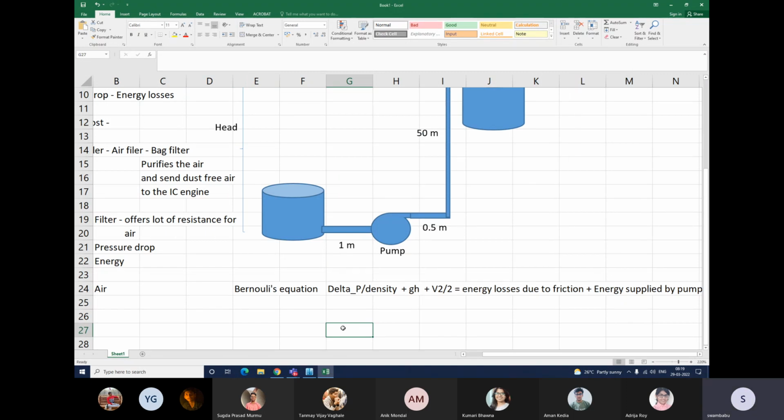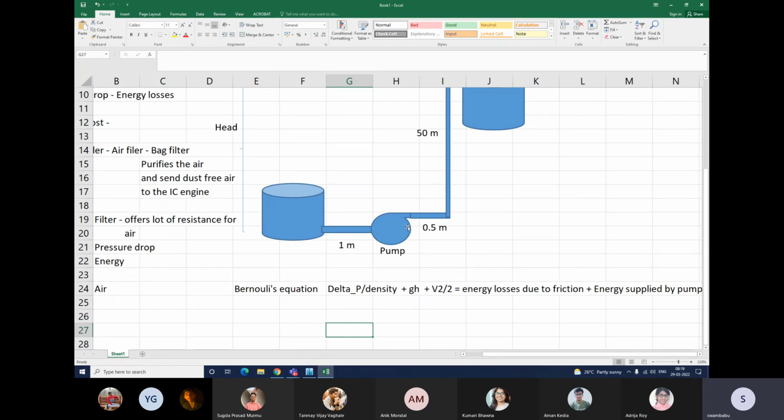So energy supplied by the pump relates to the frictional losses, the pressure energy, the kinetic head and the potential head. The higher the pressure drop, the higher the amount of energy we need to externally supply using the pump.